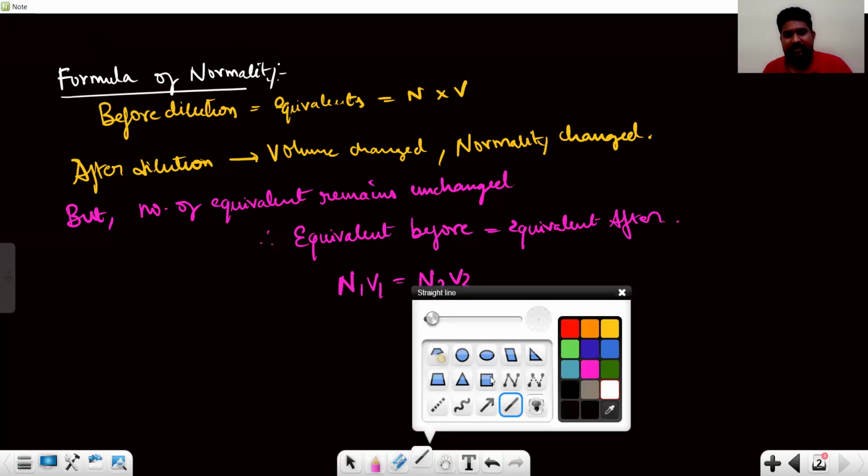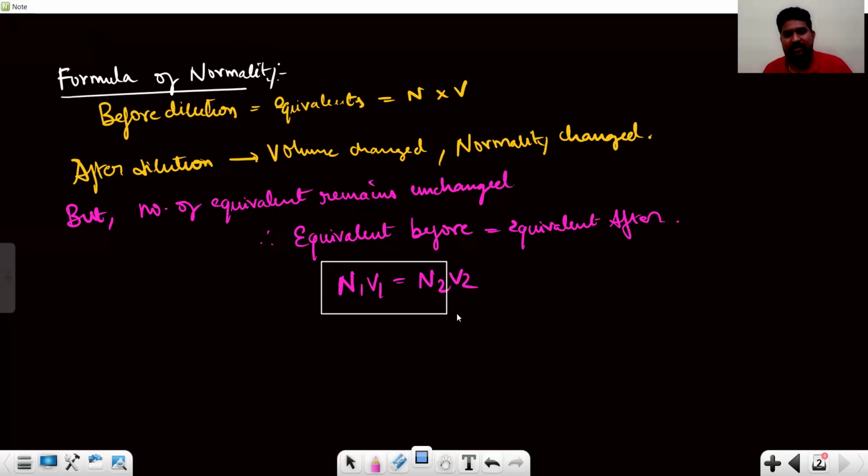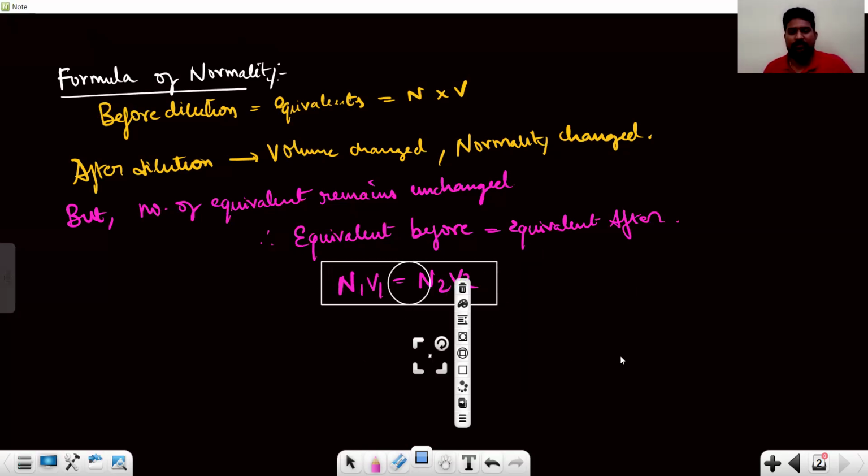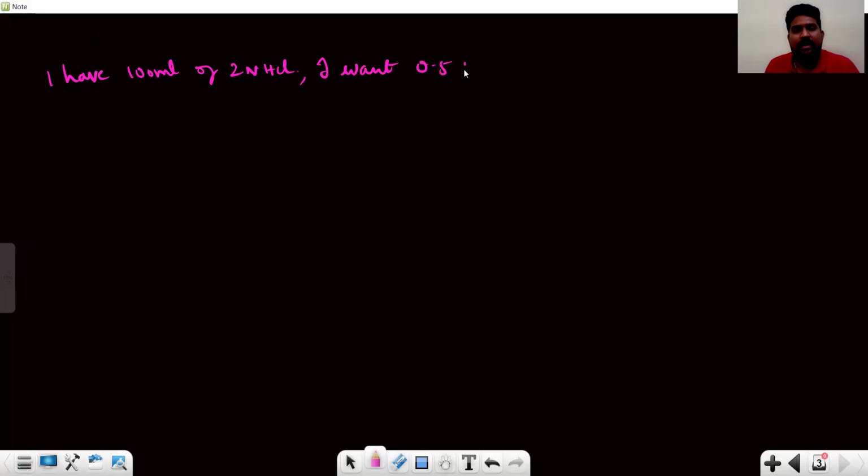Are you clear, dear students? This is how we can derive the formula. So my dear students, now let us have one small question. Now I have 100 ml of 2N HCl. I want 0.5 N of HCl. Now, how much water is required? This is the question.